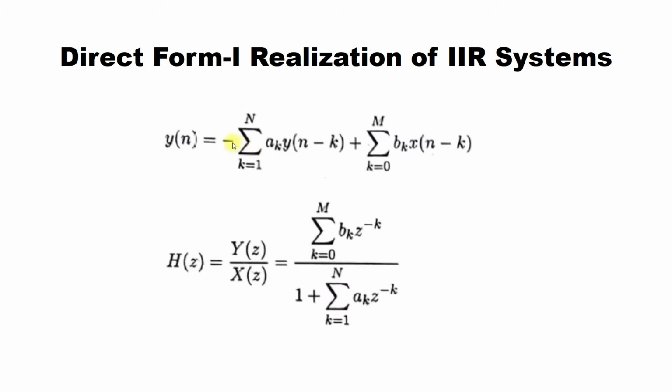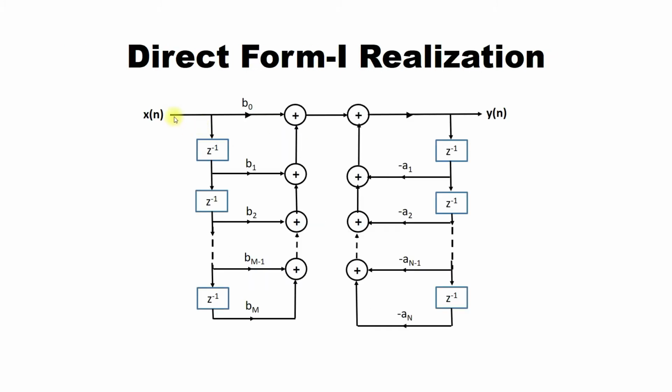Students should try to realize this system by a trial and error method by yourself. Then later you can recheck with the standard one. This is the standard structure of the direct form 1 realization. Now let us see how this is drawn in practice.